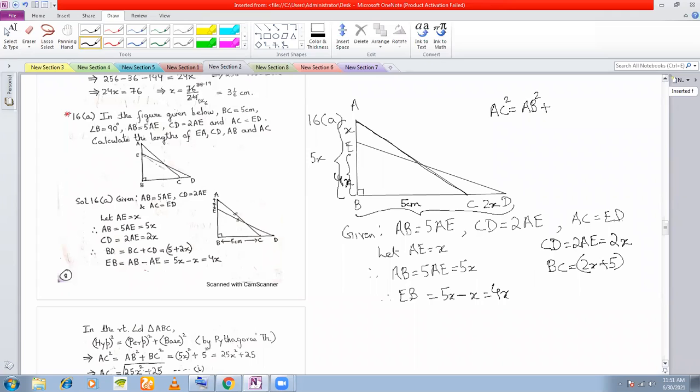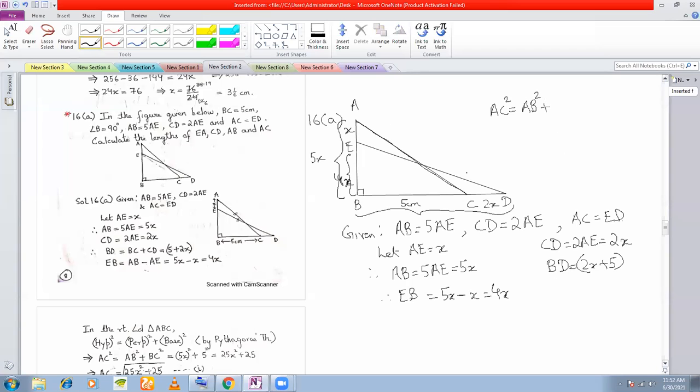Excuse me, sir. Tell me. So how we are getting BC as 2x plus 5? I think it would be BD. Yes, BD. This is BD. BD is equal to 2X plus 5, because BC is given to be 5 centimeters. So BD is 2X plus 5.